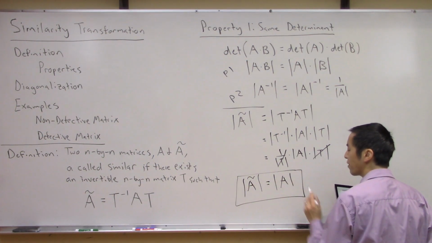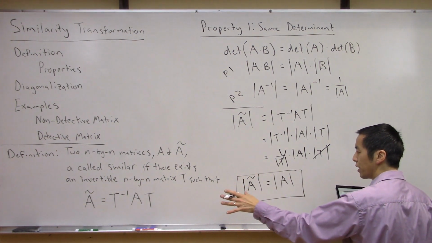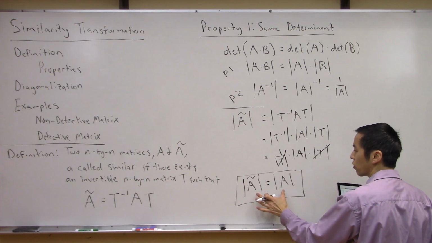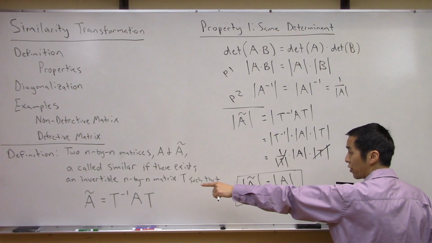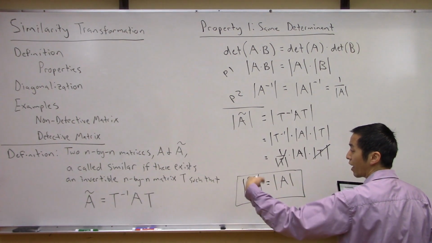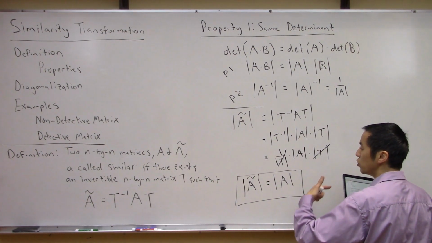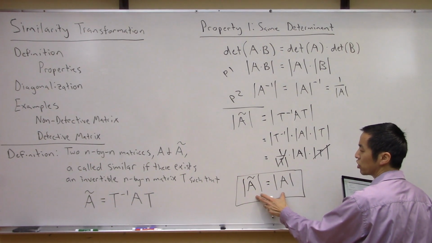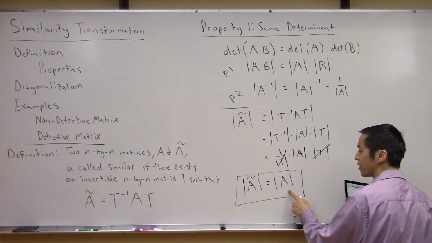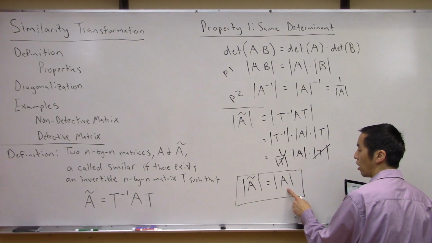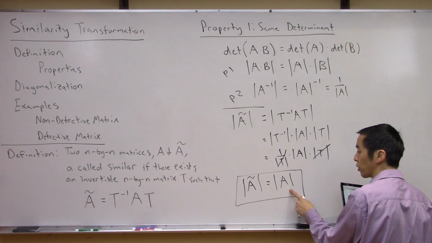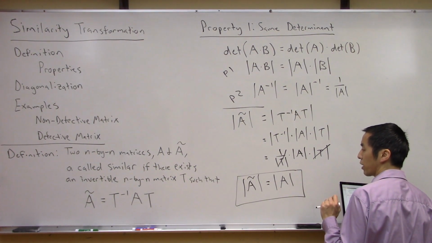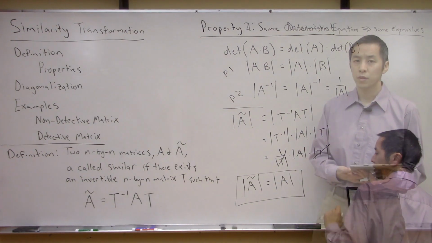So this is fascinating: under a similarity transformation, the determinant remains unchanged. Even if you perform this similarity transformation, as long as T is invertible, you can use absolutely any T and it's not going to change the determinant. A tilde will still have the exact same determinant as A, the same determinant that you started with. So that's the first property. Let's go ahead and look at another property.